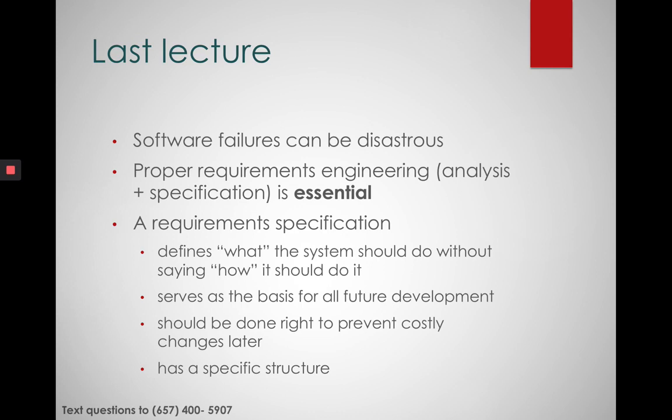And part of how we do this is by creating a requirement specification. A requirement specification should define the what, not the how, and it's really important to do it correctly and thoroughly because it serves as the basis for all future development. And by actually putting in the time and the effort and the rigor and formality early on to make sure that you understand what the software should do, you end up saving money when you don't have to make lots of changes later on after you've created a lot of artifacts and you're really far in development. And we also talked about one specific structure for a requirement specification.